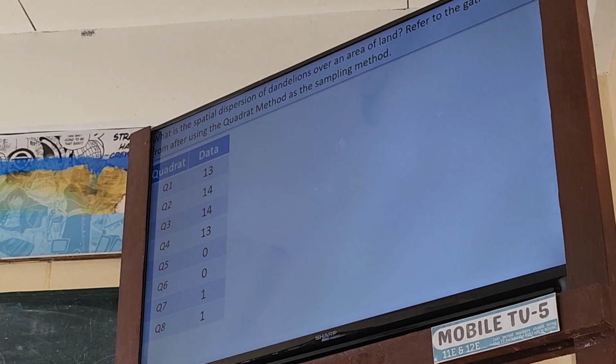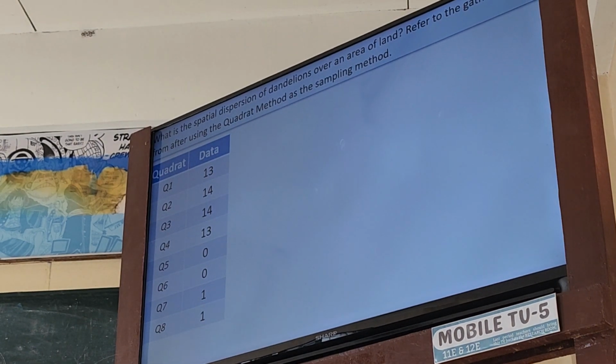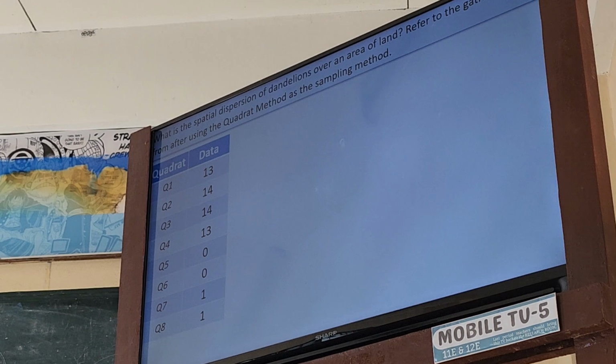In your long test and in the quarter exams, you will be given a table with data already, so you're not going to fish for data anymore. It is presented as quadrats. Take note of this. Kindly solve: what is the spatial dispersion of dandelions over an area of land? Refer to the gathered data after using the quadrat method as a sampling method. You have 8 quadrats in total. The first quadrat has 13, then the next one is 14. Some even have zeros and ones.